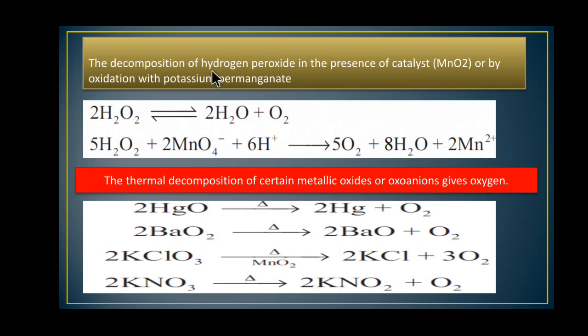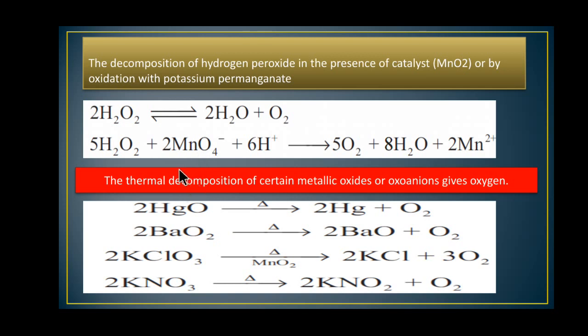the decomposition of hydrogen peroxide in the presence of the catalyst MnO2, manganese dioxide, or by oxidation with potassium permanganate. When hydrogen peroxide decomposes, it gives water and oxygen. Is it clear? When it reacts with permanganate ion in acidic medium, it gives oxygen, water and manganese ion.